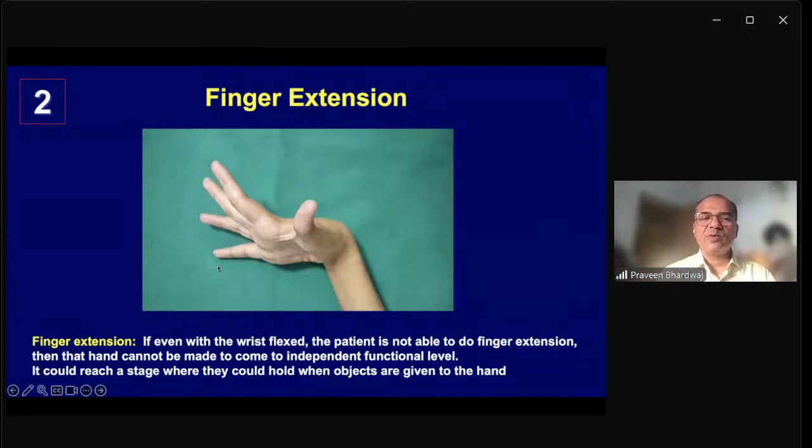But if the patient does not have any finger extension at all, suppose the hand remains like this, fully flexed, you could still do an operation and improve the grasp, but this patient will not achieve independent hand function, because finger opening is a must for anybody to go and grasp any object. So this examination allows us to gauge the level of improvement we are expecting in this patient and what we can offer to the parents.